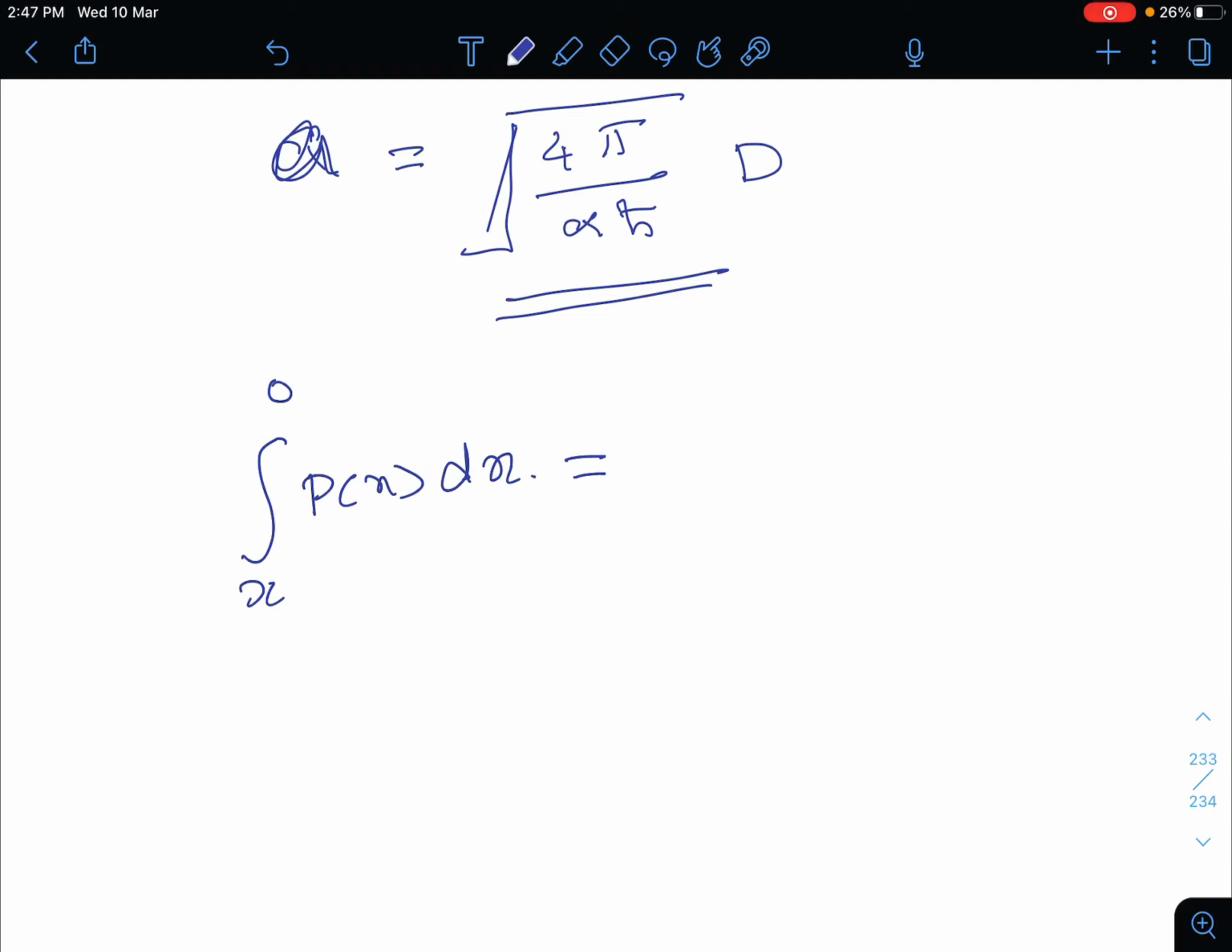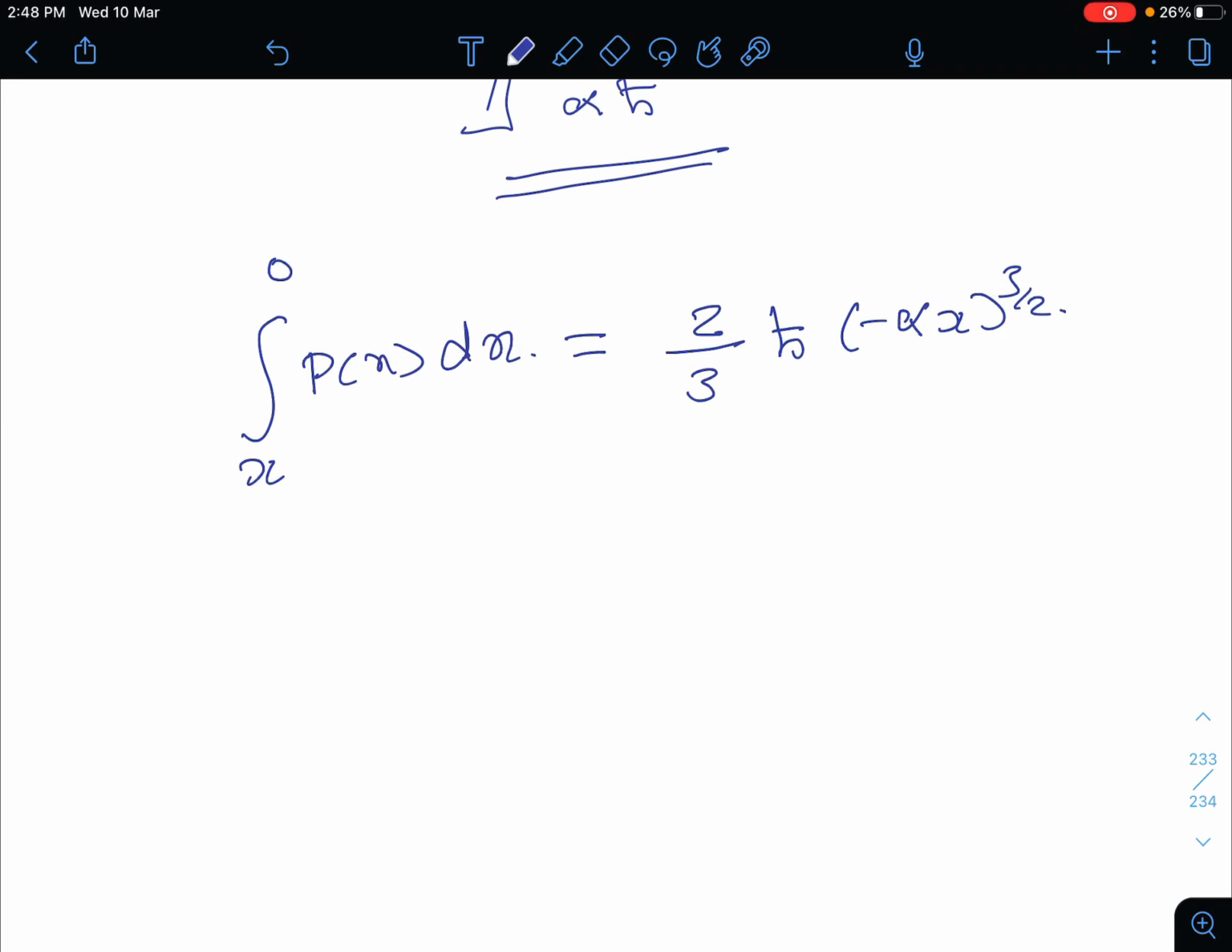But here you will be having 2 by 3, which we got earlier, h cross, but here you are not taking the modulus of it, because you have the p of x itself. So h cross minus alpha x all raised to 3 by 2, you have to consider that. Now you got the integral 0 to p of x.